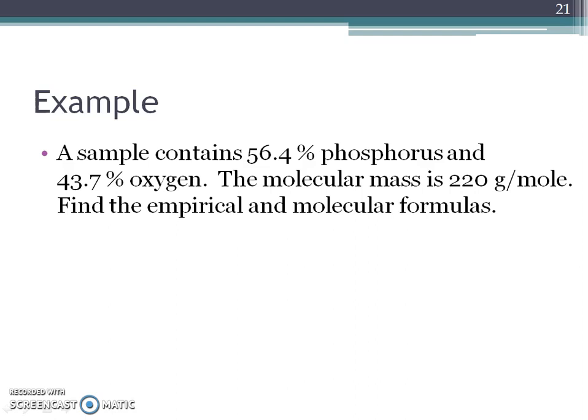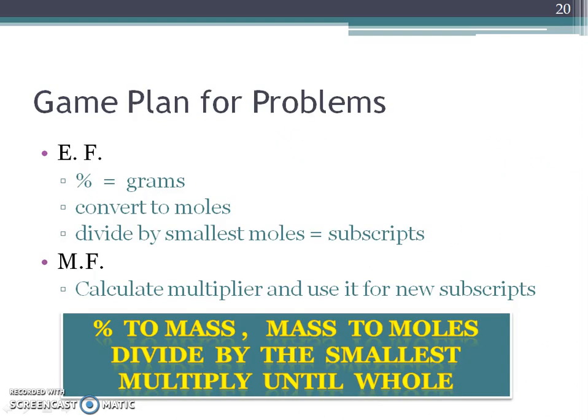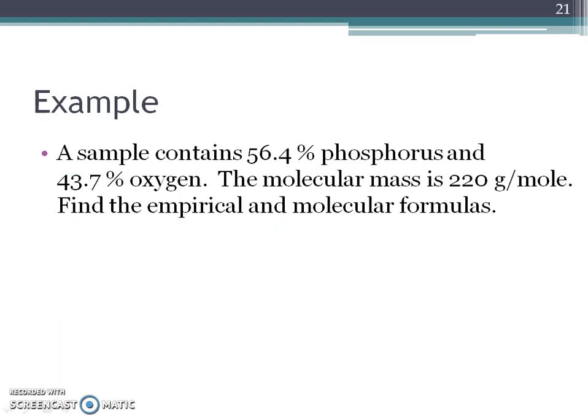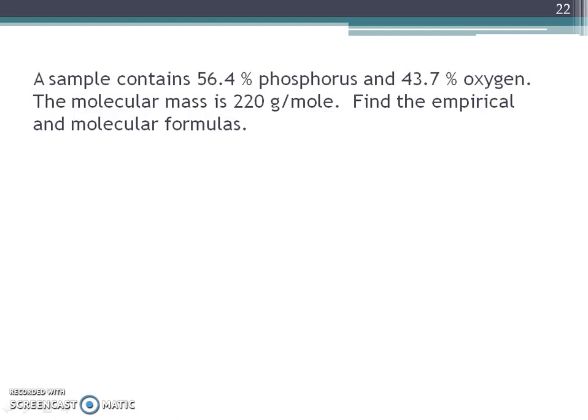So here's an example. Here again, I have the percentage of each of those elements, and I gave you the molecular mass. So again, I'm going to go back here. Percent equals grams. So percent to mass, mass to moles, and then divide by the smallest and multiply until whole. If you want to try to give it a shot, pause the video, see if you can do the problem, and then play to hear my words and answers.